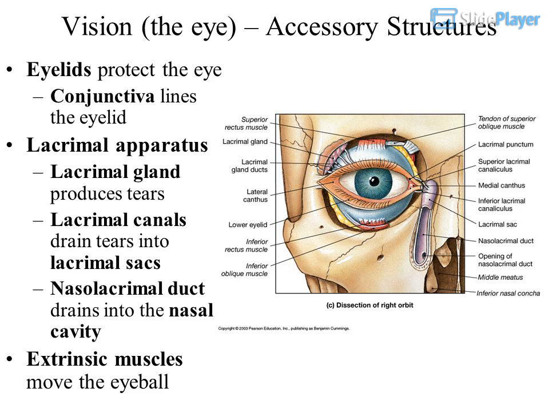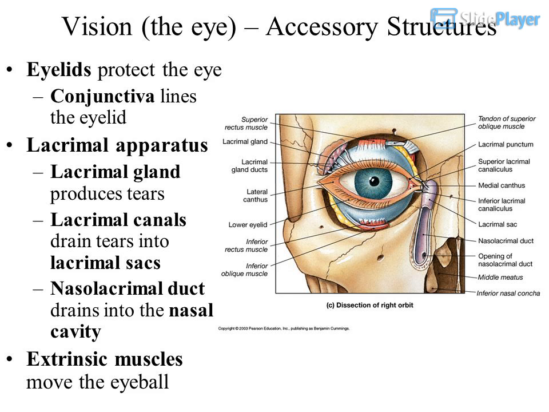Vision, the eye, accessory structures. Eyelids protect the eye. The conjunctiva lines the eyelid. Lacrimal apparatus: the lacrimal gland produces tears. Lacrimal canals drain tears into lacrimal sacs. The nasolacrimal duct drains into the nasal cavity.